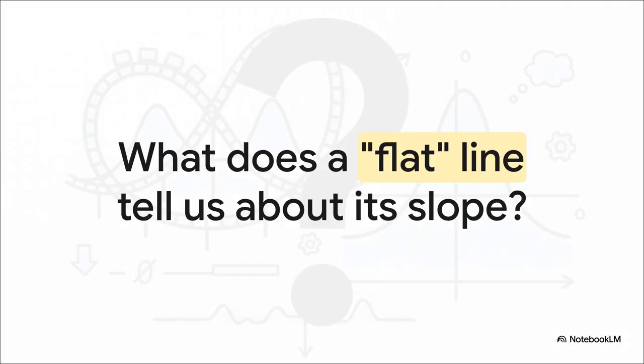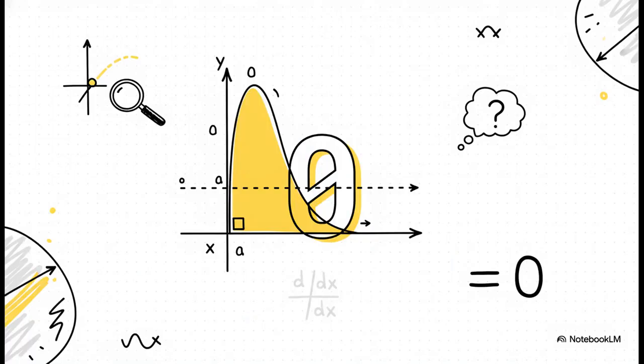Okay, so let's take that image and turn it into a math idea. If a line is perfectly flat, horizontal, what does that actually tell us about its slope? What's the number we use to describe total flatness? 0. That's it. A perfectly flat line has a slope of 0. It has no steepness. It isn't rising, it isn't falling. Its rate of change is just 0. This is the connection that unlocks the whole method for us.